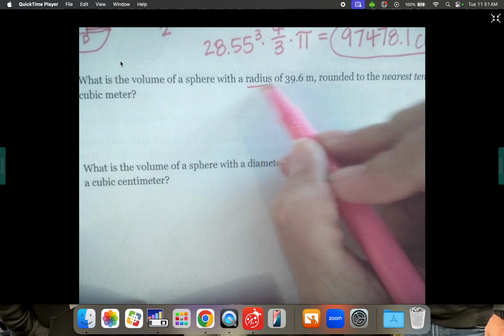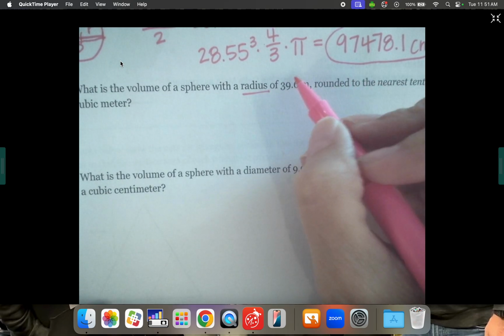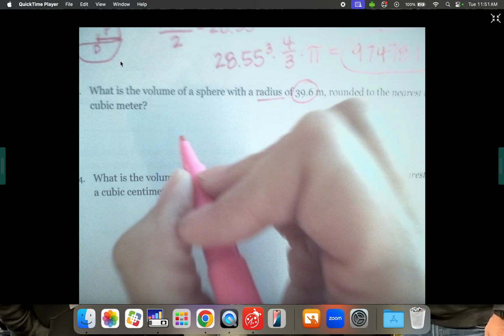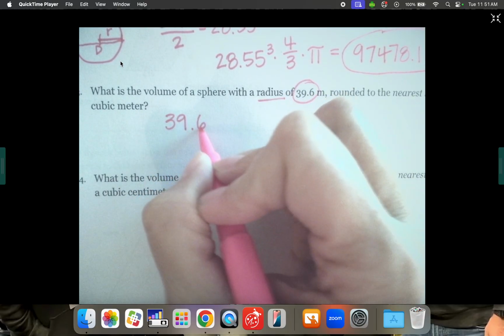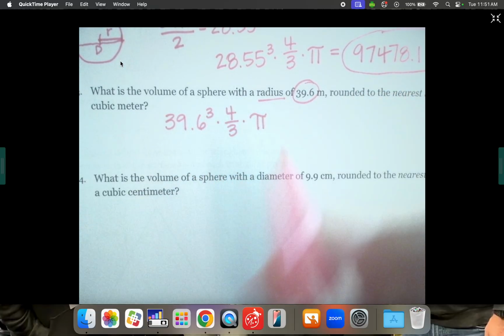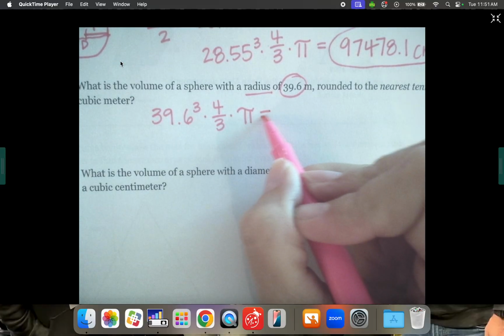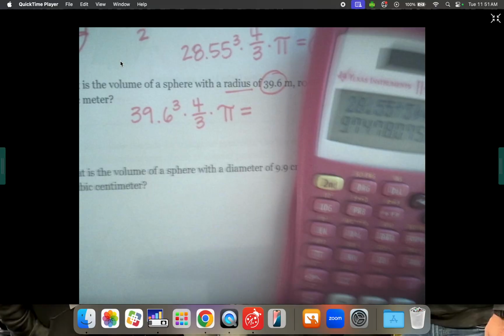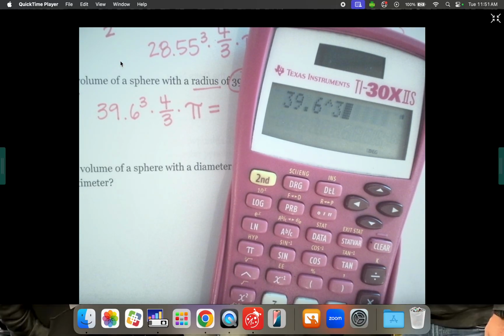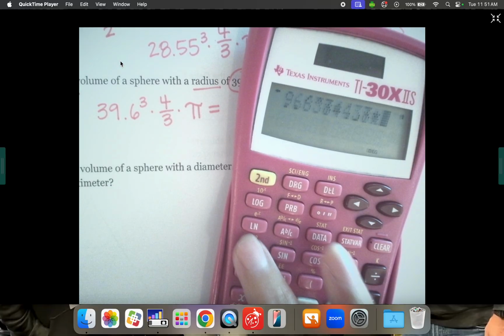The third one gives us a radius, and that's what we need to use. So we don't have to turn this into 1/2 of it or anything. We're just going to use 39.6. So 39.6 cubed times 4/3 times pi. I'm just going to type that into my calculator, and that's all there is to it. So 39.6 to the power of 3 times 4/3 times pi equals a really big number again.